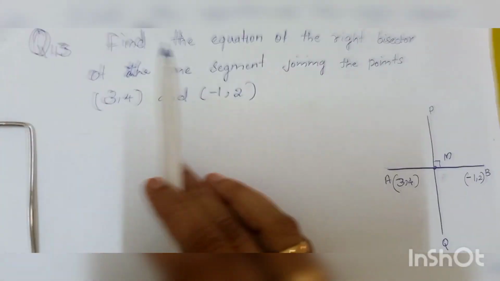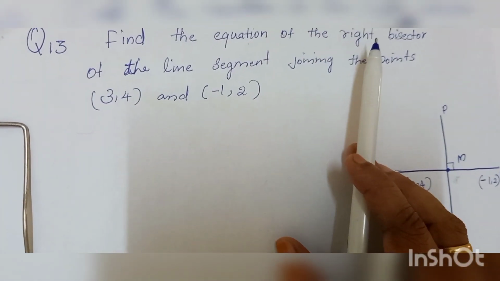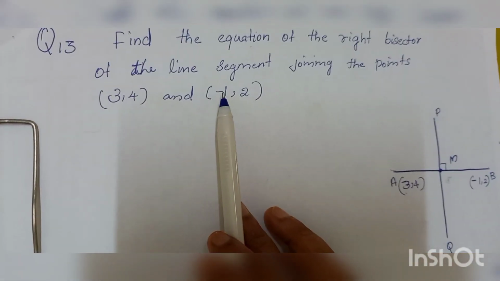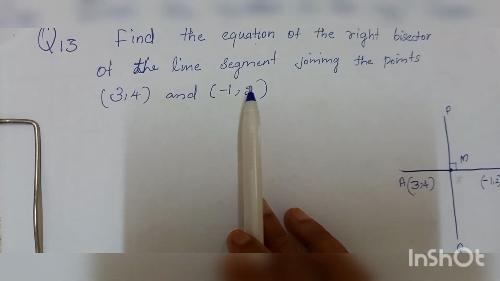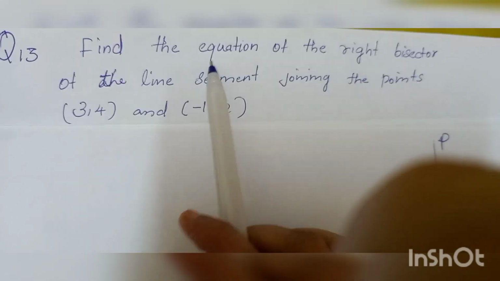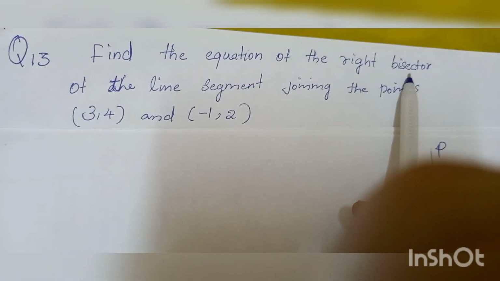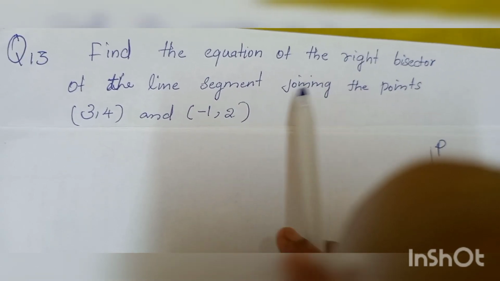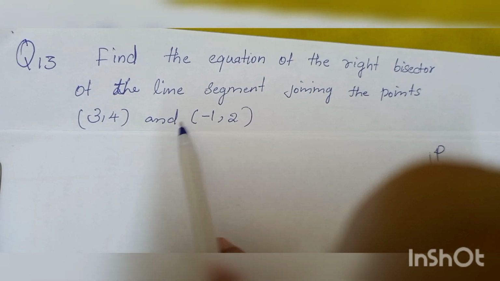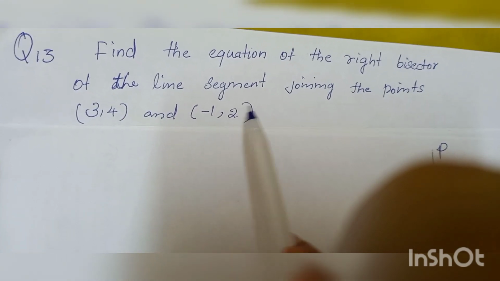Question number 13. Find the equation of the right bisector of the line segment joining the points (3, 4) and (-1, 2). So in this question, we have to find the equation of the right bisector. This right bisector passes through the line segment joining the points (3, 4) and (-1, 2).